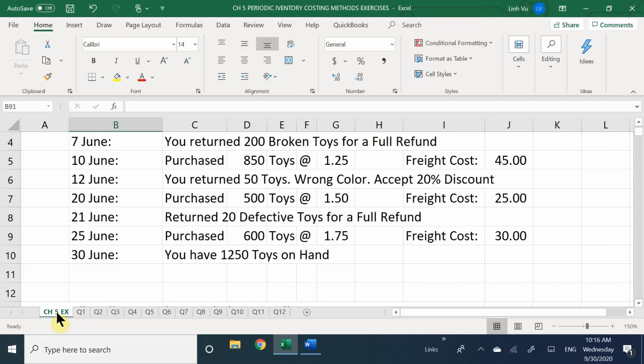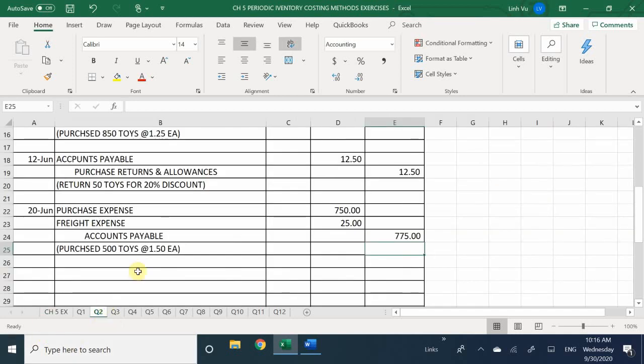Then what has happened on June 21st? We returned 20 defective toys for a full refund. So we opened up our boxes, we tested out our toys, and we found that these toys are defective. Maybe they're not mobile. They're missing something. Okay? So we found that 20 out of those toys are defective, and we're going to return them for a full refund. So again, my journal is going to look exactly like this right up here.